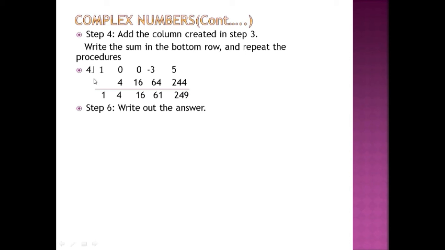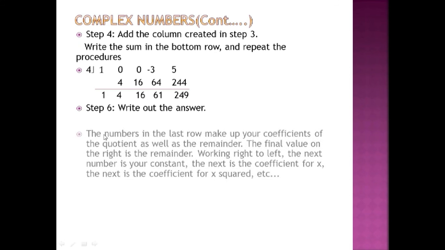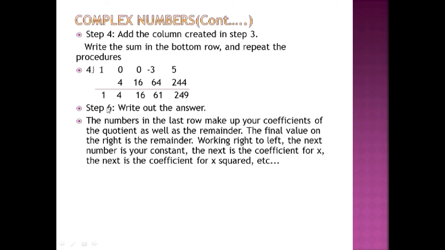Then we repeat the procedure, which is going to be step number 5, not step number 6. This is a typing error. And then write down the next numbers. Okay, we multiply like that.